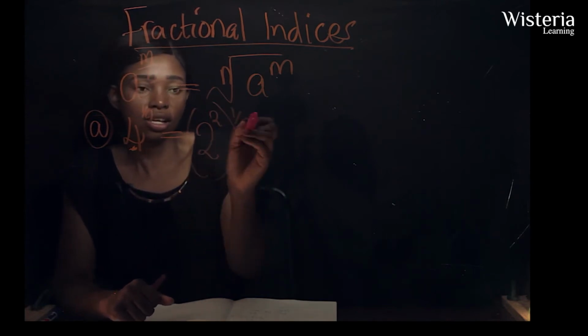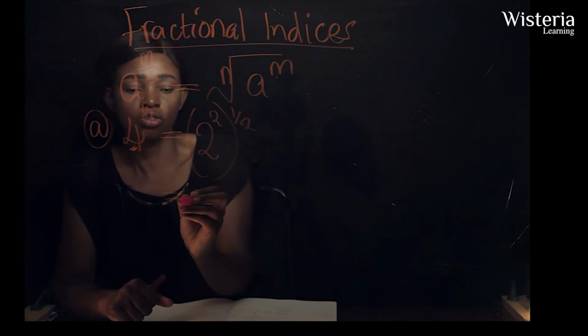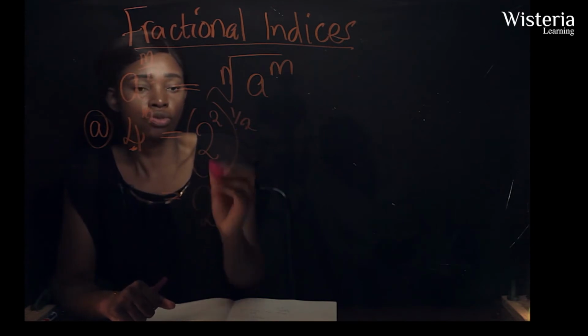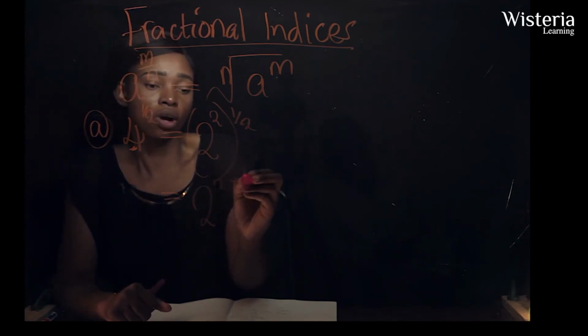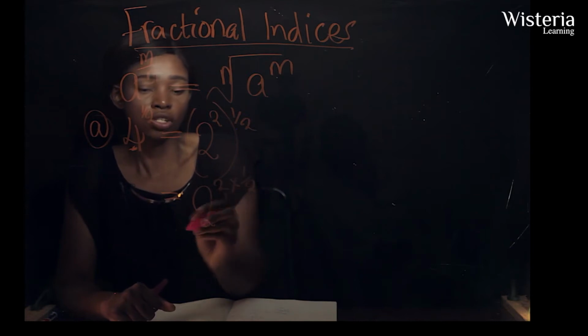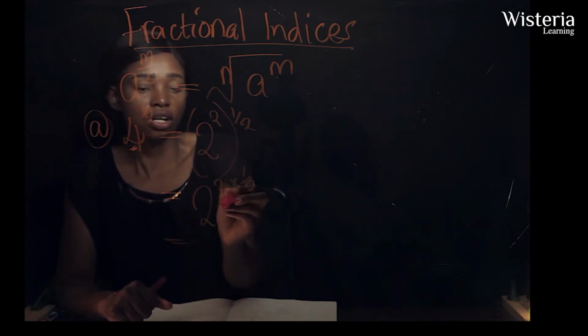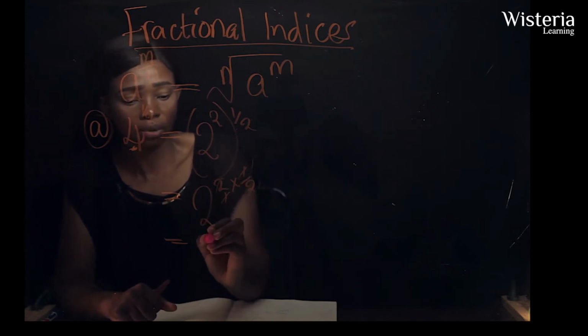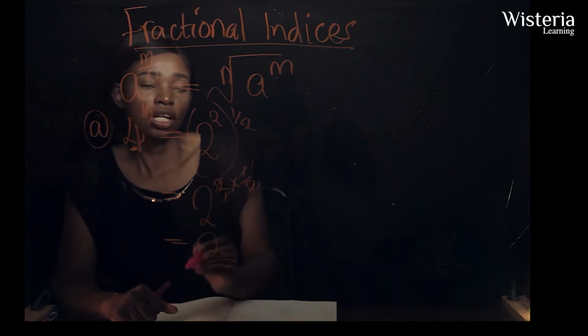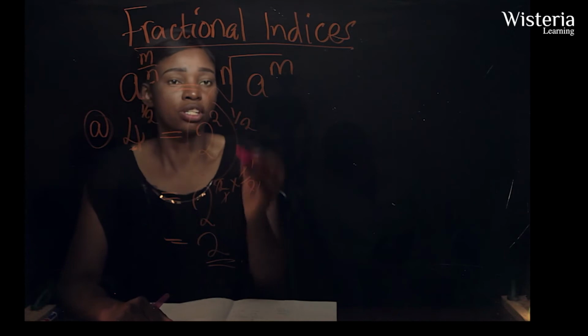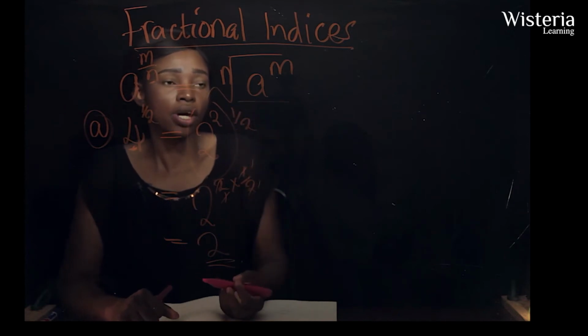This is an index of an index, so it will be equal to 2 to the power 2 times 1 over 2, which will give us 1 into 1, it's 1, 2 into 2, it's 1, which will eventually give us 2. Okay, but this can also be solved using this way.